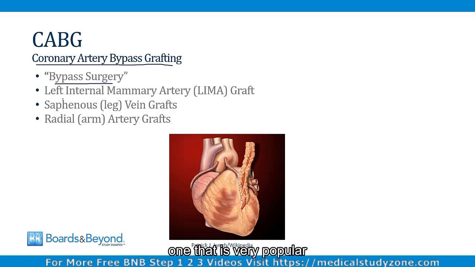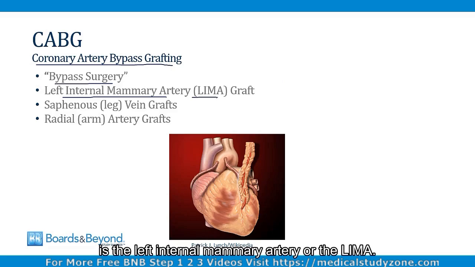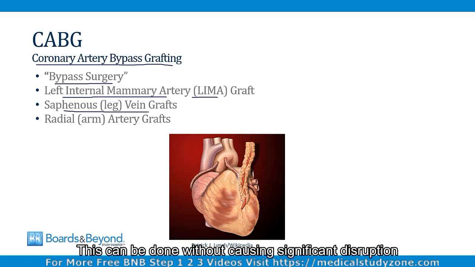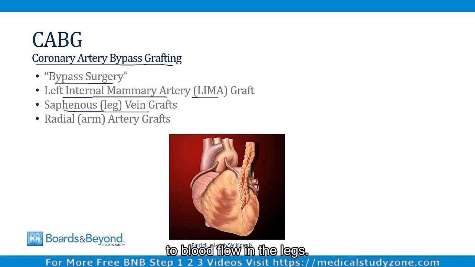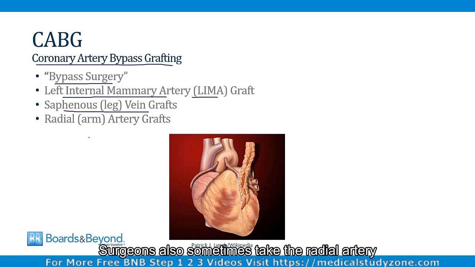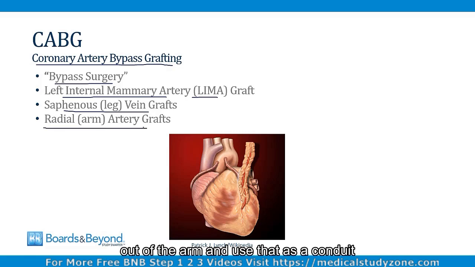Surgeons often use various vessels for the bypass grafts. One that is very popular is the left internal mammary artery, or the LIMA. Surgeons also sometimes take saphenous veins from the legs. This can be done without causing significant disruption to blood flow in the legs, and then they use the saphenous vein as a bypass conduit. Surgeons also sometimes take the radial artery out of the arm and use that as a conduit for a bypass operation.